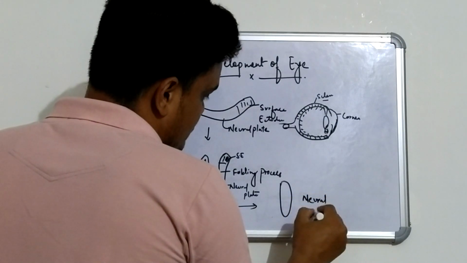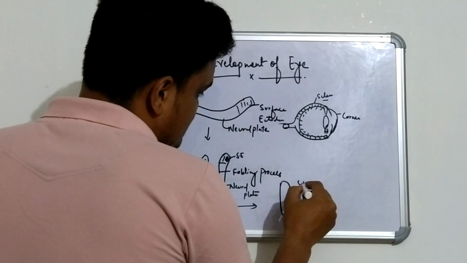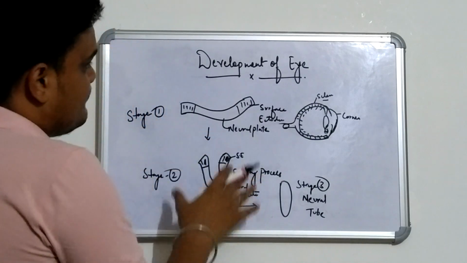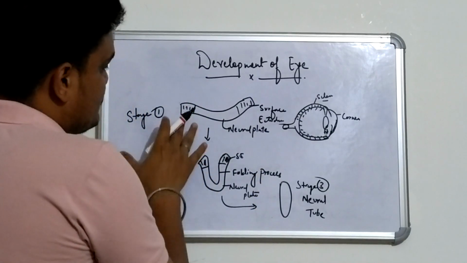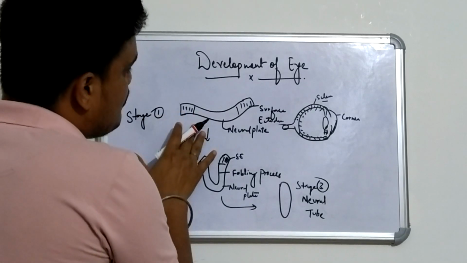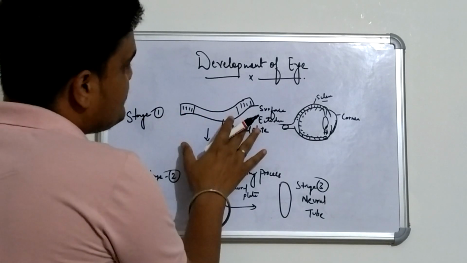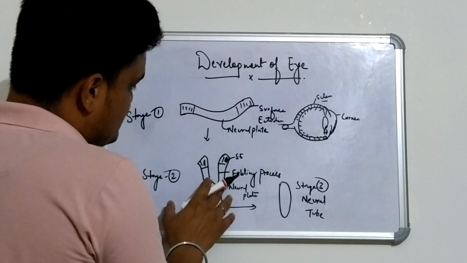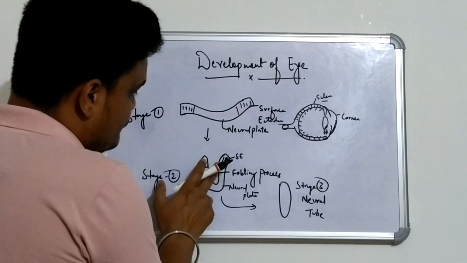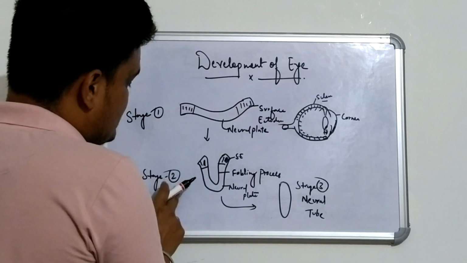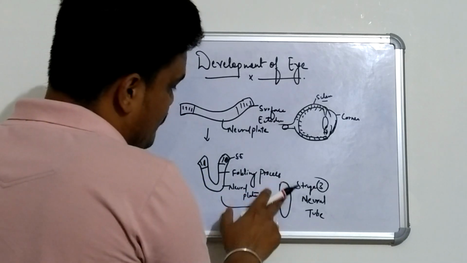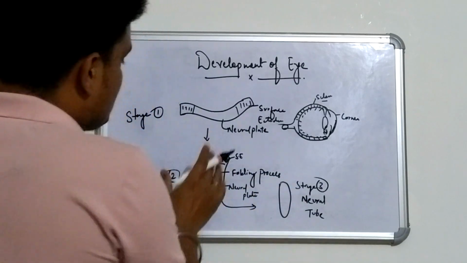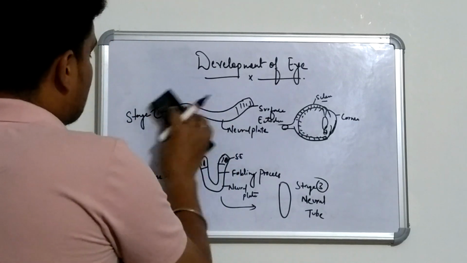Neural tube. This is stage 3. So actually what happens here, at the very beginning during the embryology, the neural plate forms along with the surface ectoderm, which goes into a folding process in which a groove of the neural plate forms in stage 2, and then finally it forms the neural tube in stage 3. So this is the first and foremost thing that actually happens.